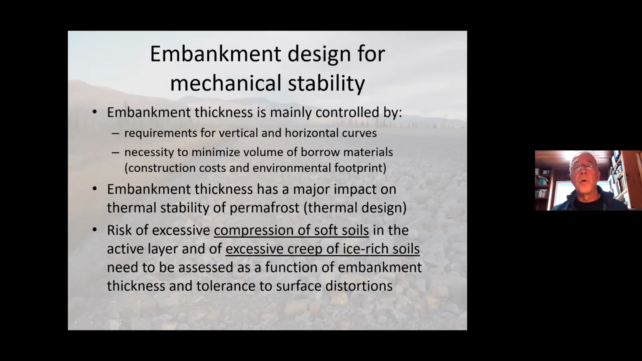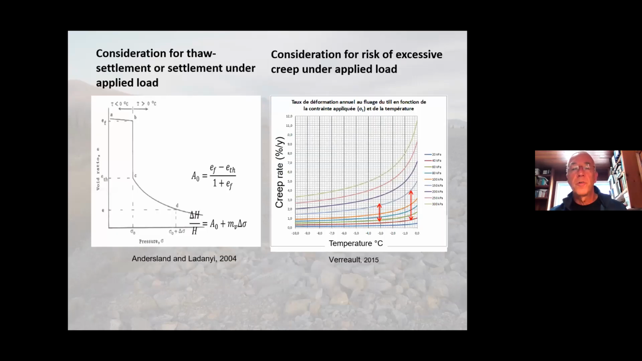Based on that, you come up with a thickness. Of course, as we can see, thickness has a major impact on thermal stability. If a given thickness is going to lead to instability, it's relatively easy to consider increasing the thickness to avoid the problem. But if, for all sorts of reasons, you end up having a thick embankment, you have to be aware that you're going to compress the soil and probably cause some deformation. You can also induce creep in the ground, and possibly also instability, like failure in the ground. That needs to be assessed based on your tolerance to surface distortion.